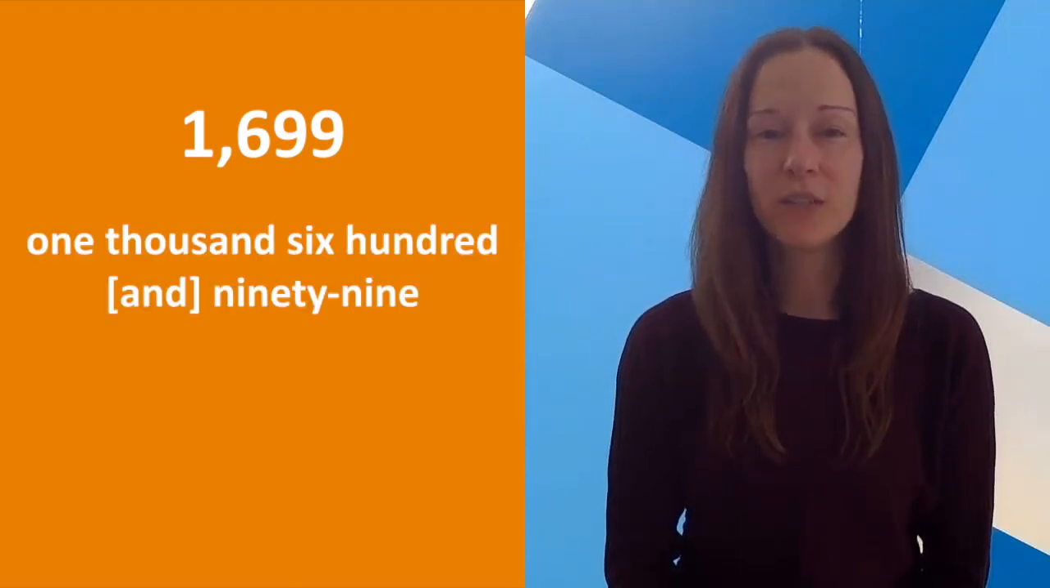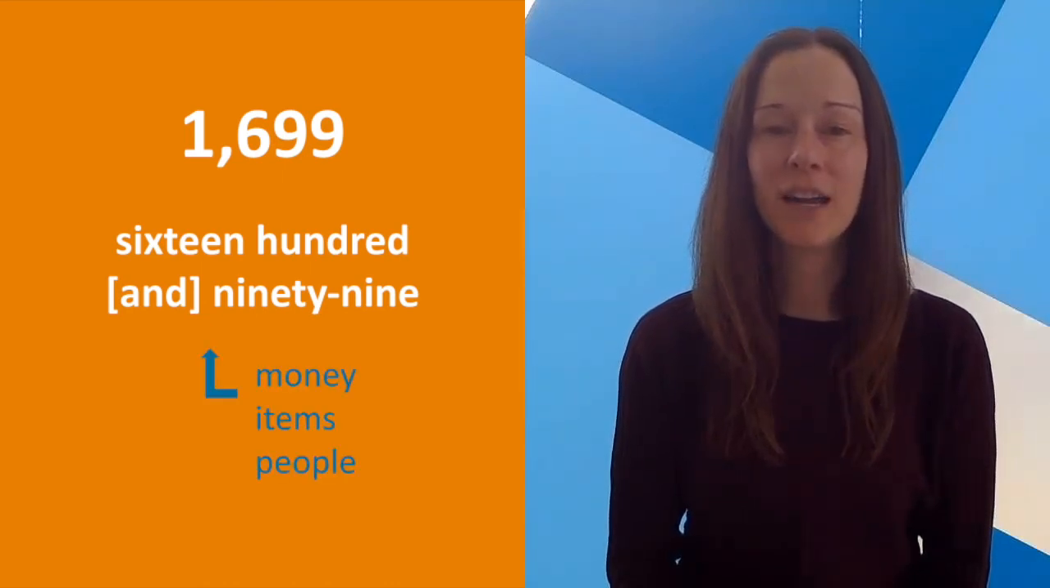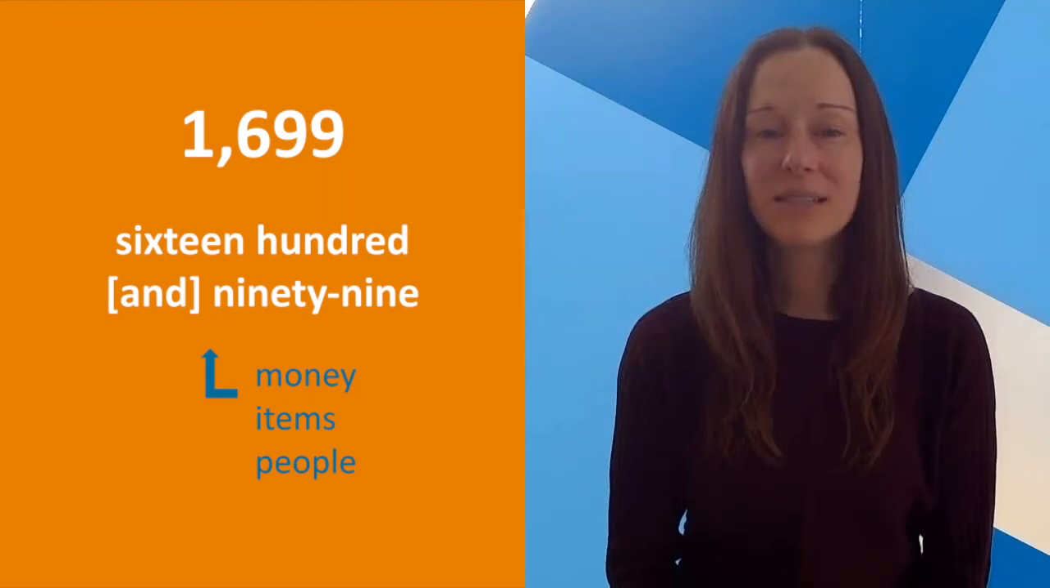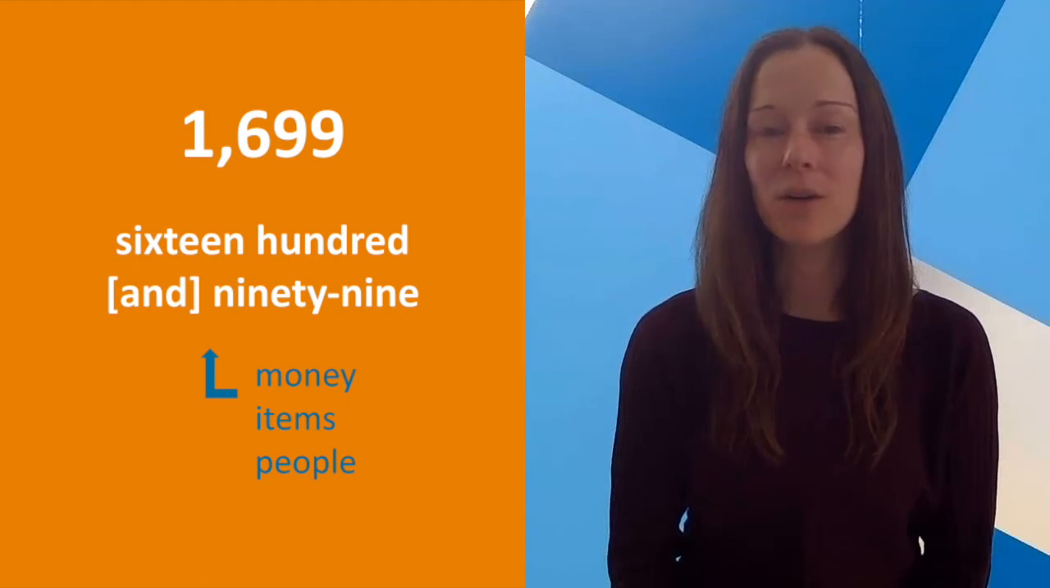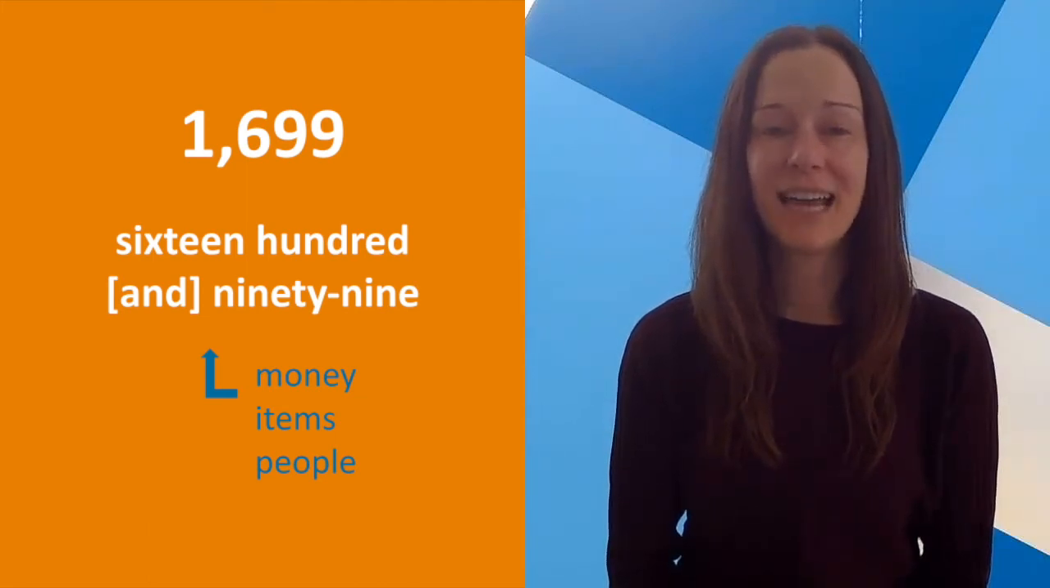How about this one? We can always use the simplest way, so 1,699, but we also have a few other options. We could say sixteen ninety-nine hundred dollars style: one thousand six hundred ninety-nine. This would be especially common for talking about money, items, or people. Like, how much is this computer? It's $1,699.